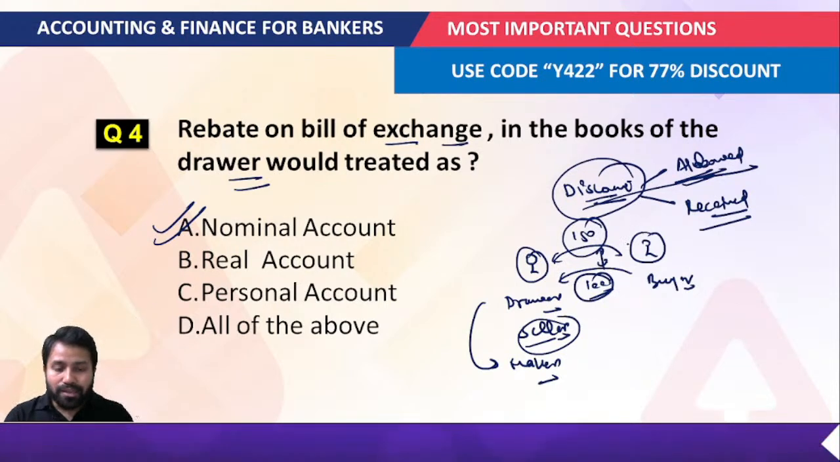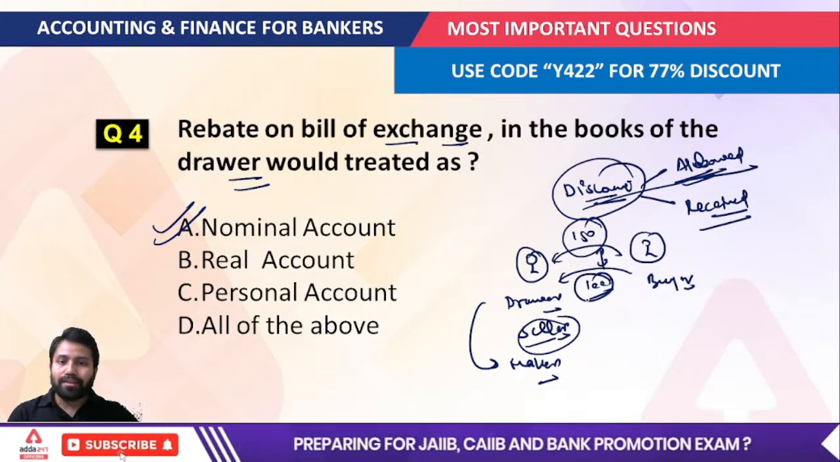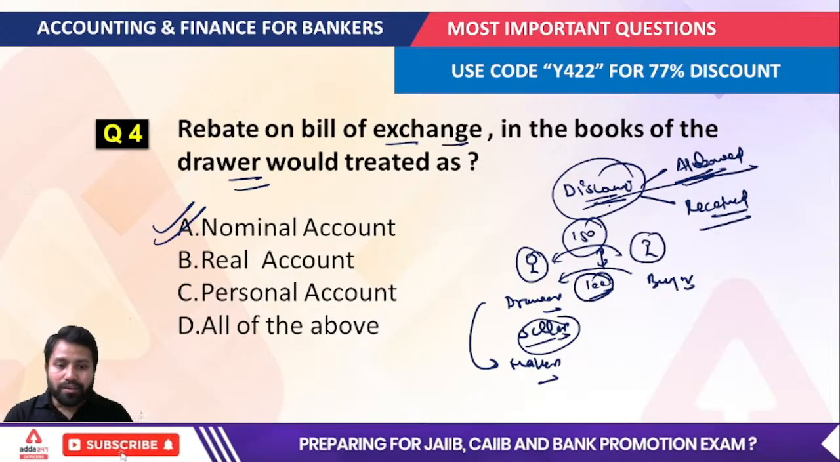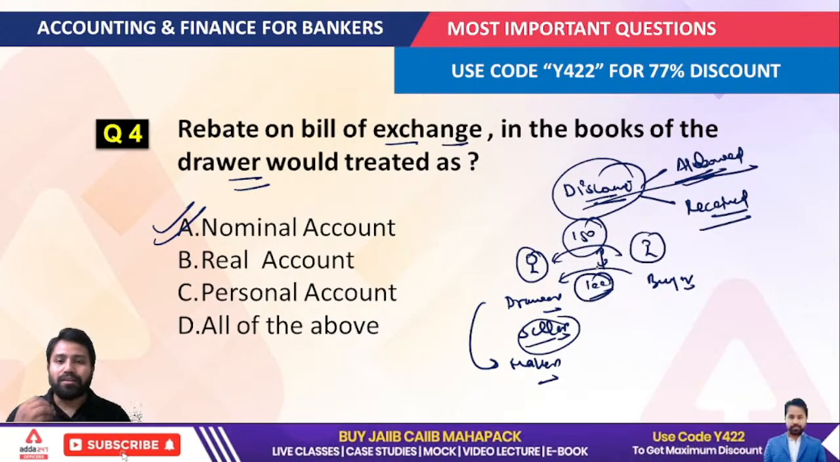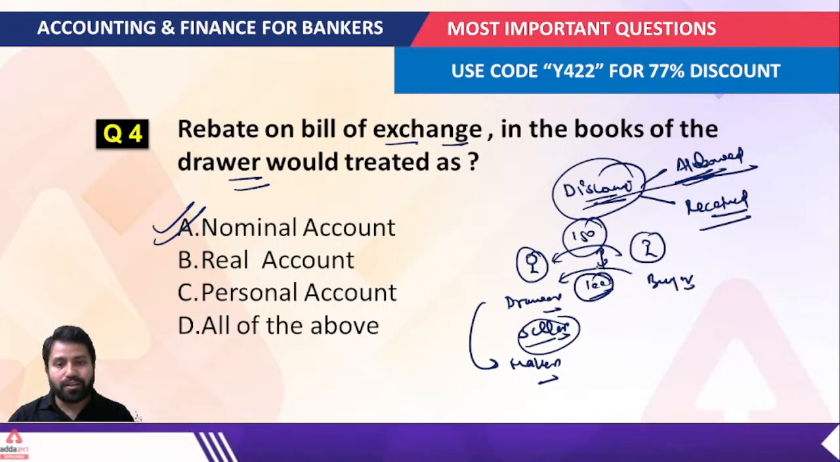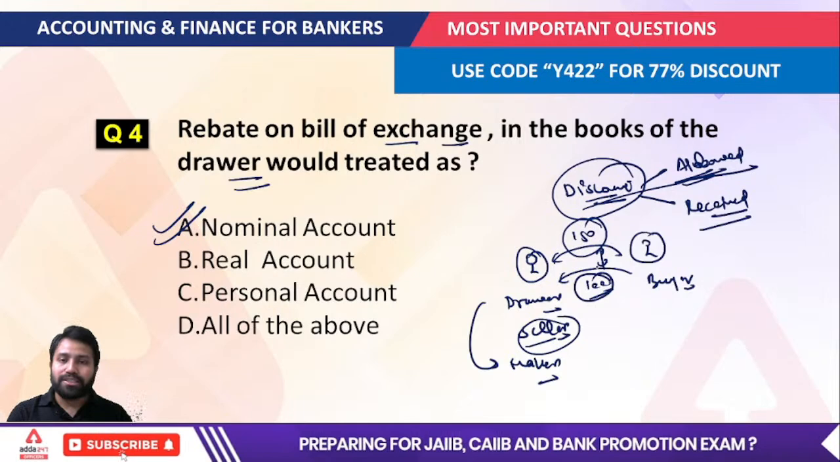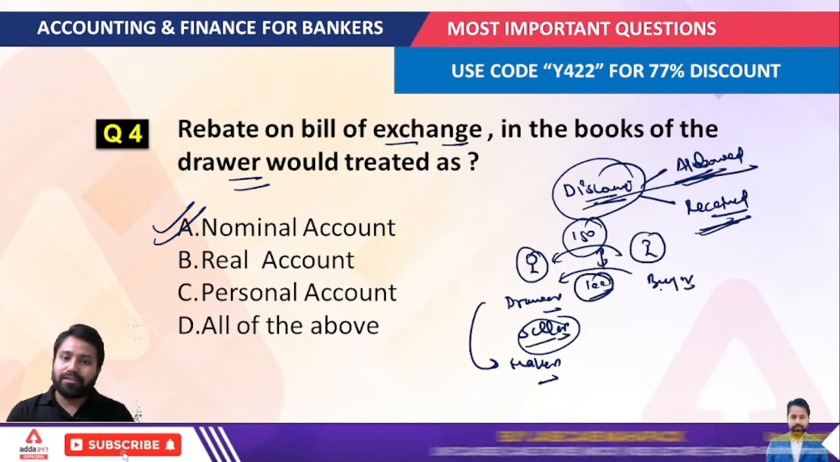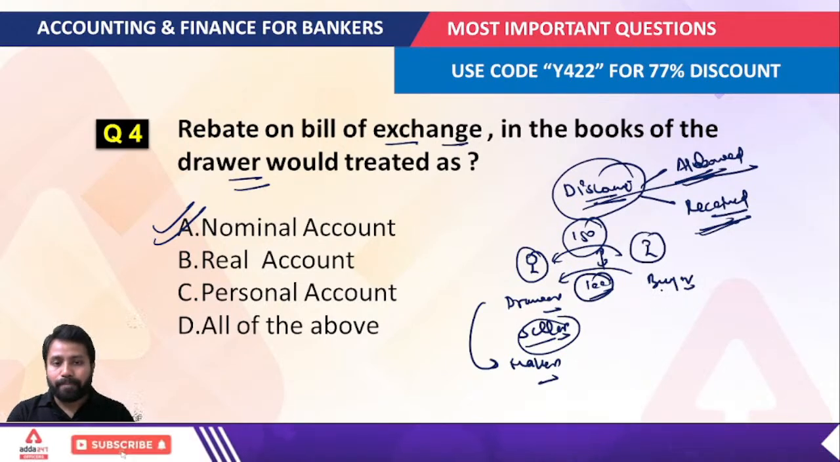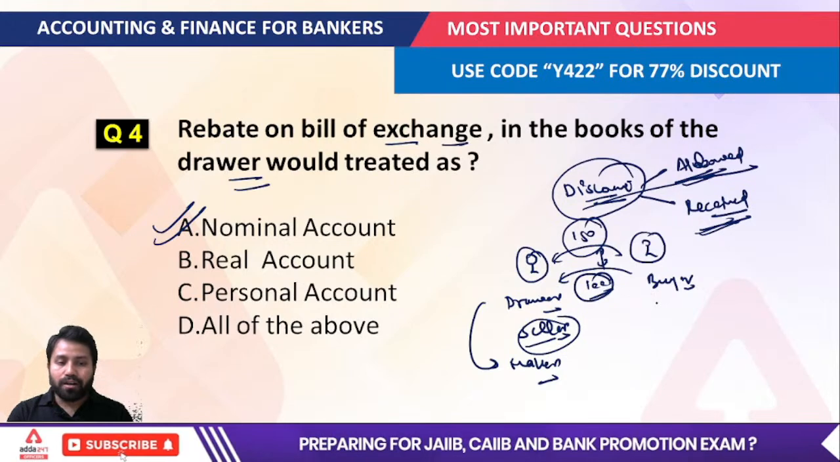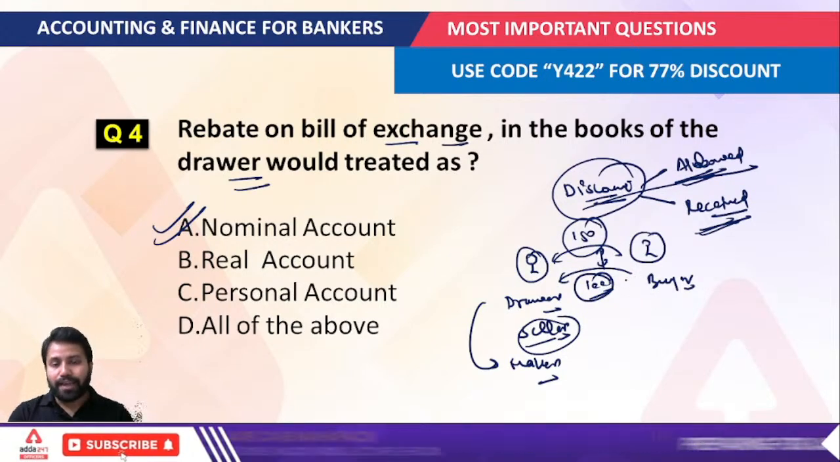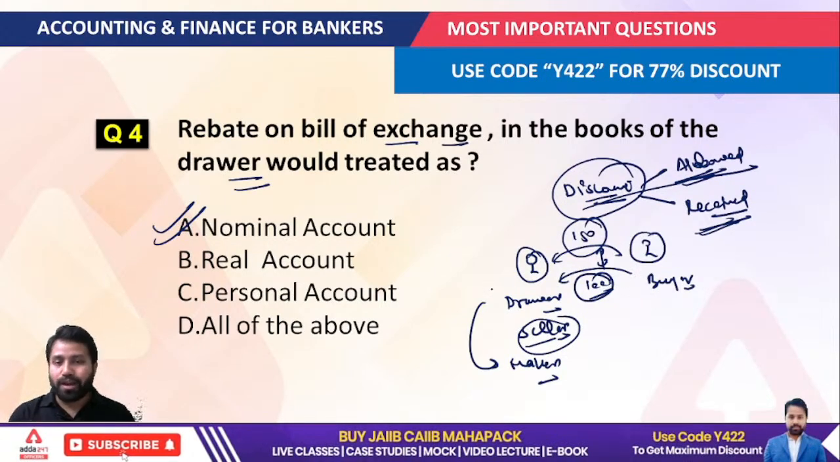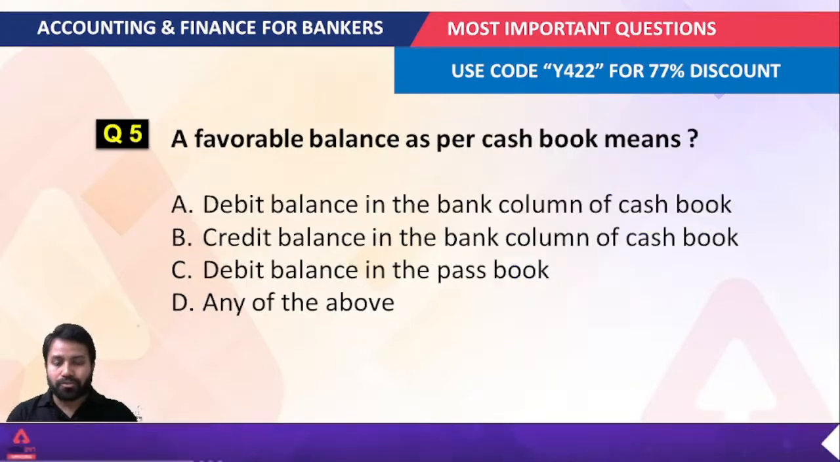Whenever we compare discount allowed and discount received, discount allowed is always considered a loss for the one giving the discount, and discount received is considered a profit for the one receiving it. Relate it to that, and then you can find what your answer would be for this question. Next question.